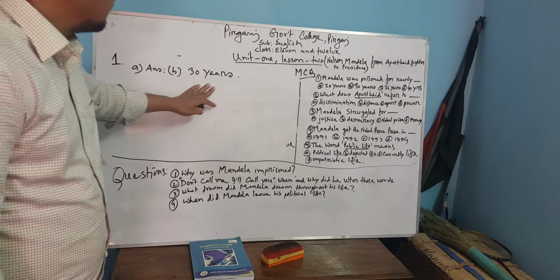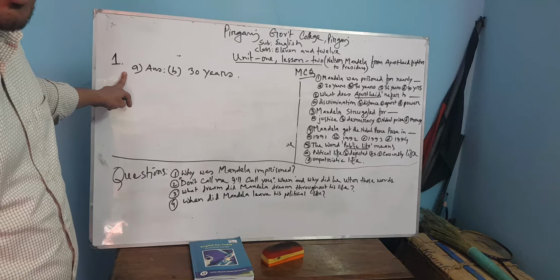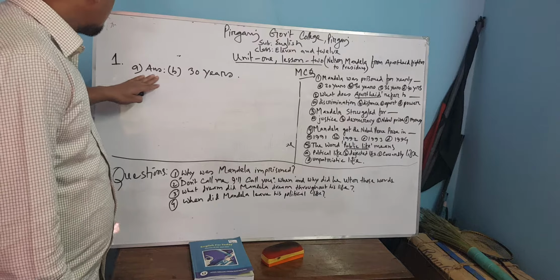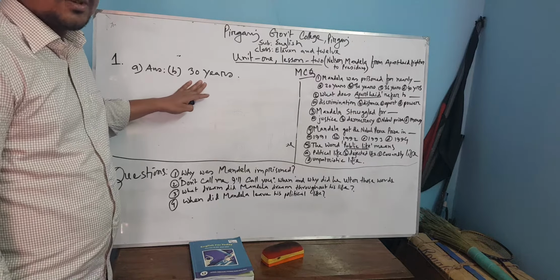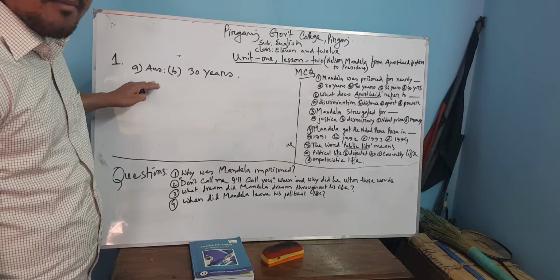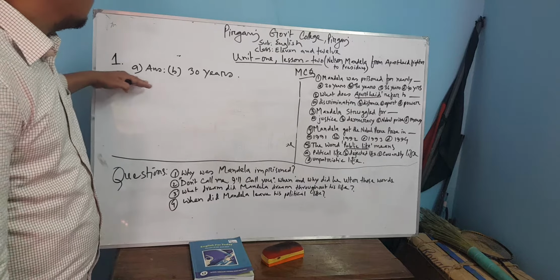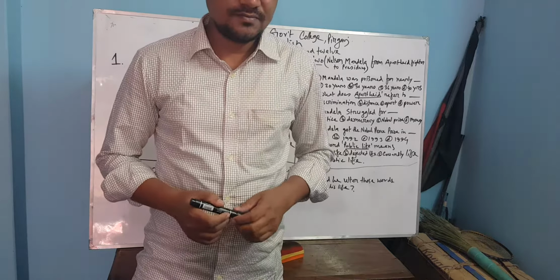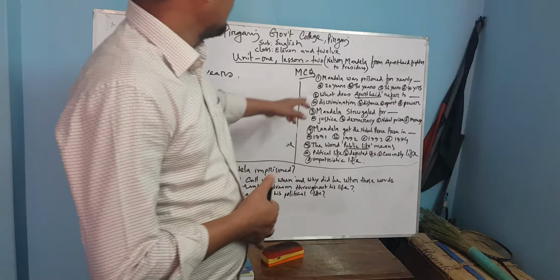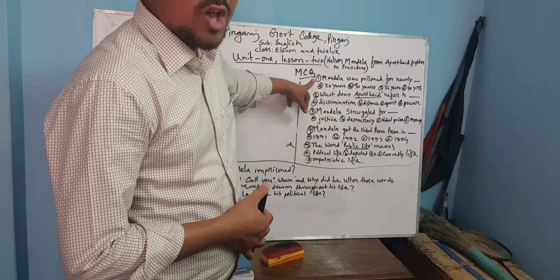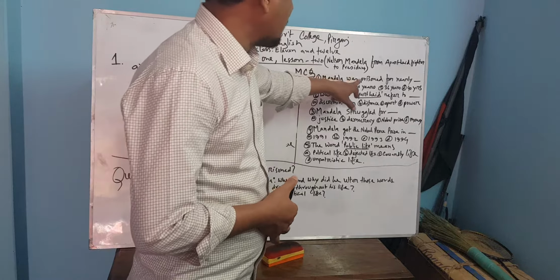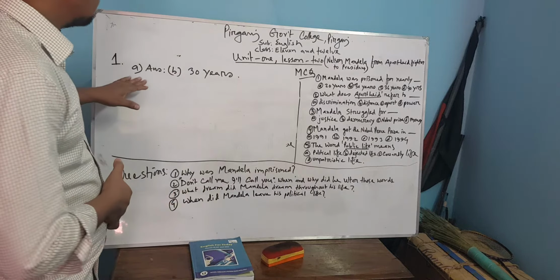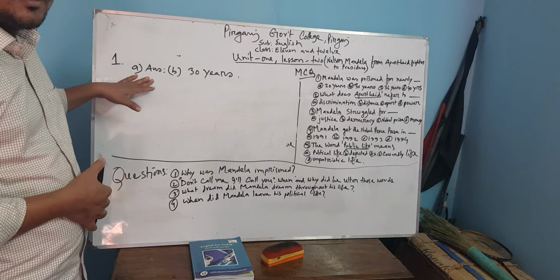Please look, we should not write down the question. We just have to write down the question number and the right option. In this way, we have to answer the MCQ questions. So, my beloved students, number 1 has been solved. Mandela was imprisoned for nearly 30 years. And we have to write the answers in this way in your answer script.